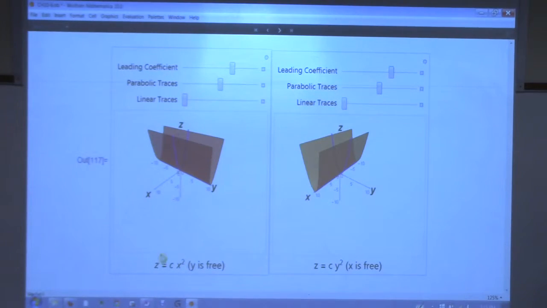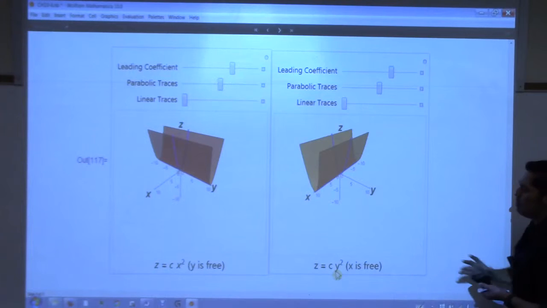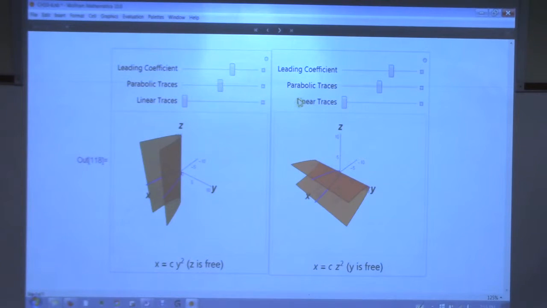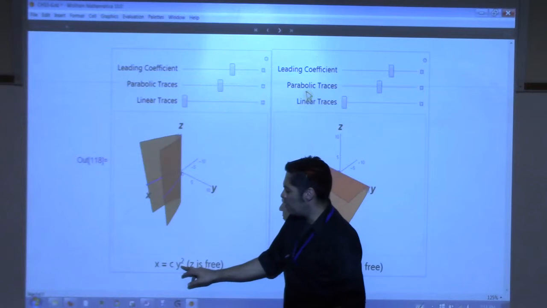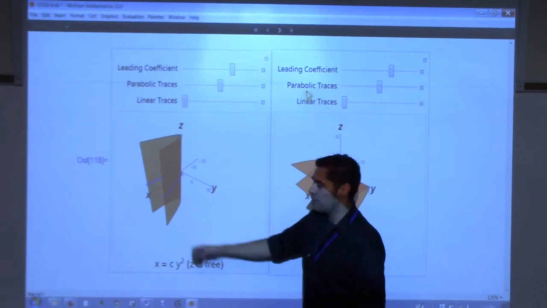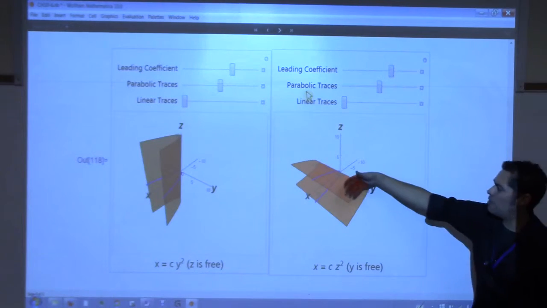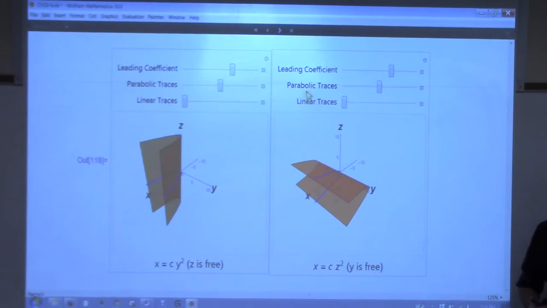These are the different cases, right? This was z equals cx squared. It went down the y-axis. Here z is cy squared. Notice it goes down the x-axis. And are there more? x equals cy squared would go up the z-axis. x equals cz squared would go out the y-axis. So there's all these different variations, right?